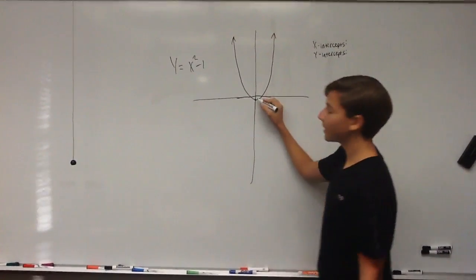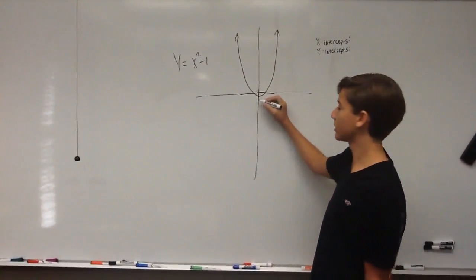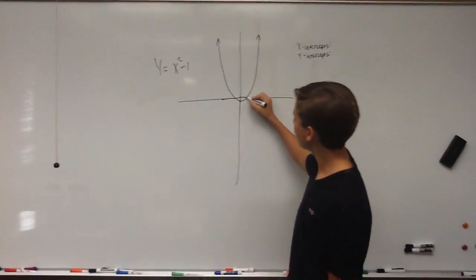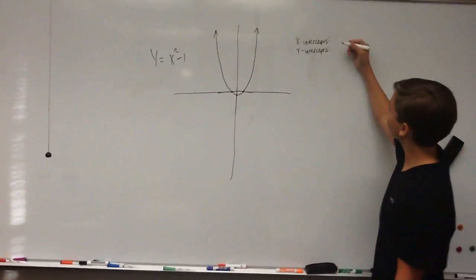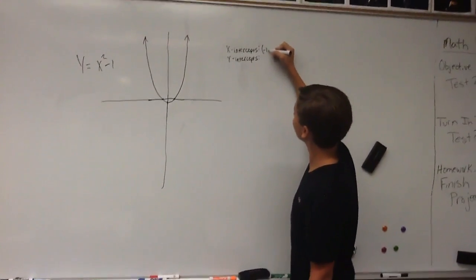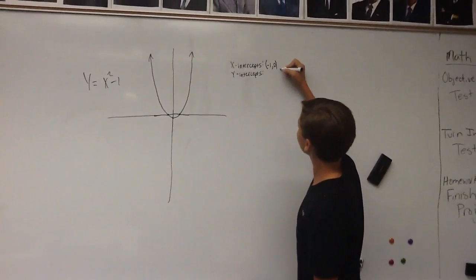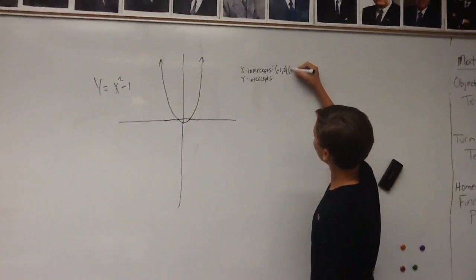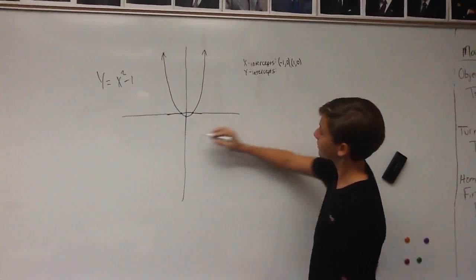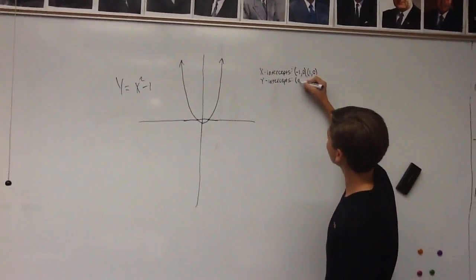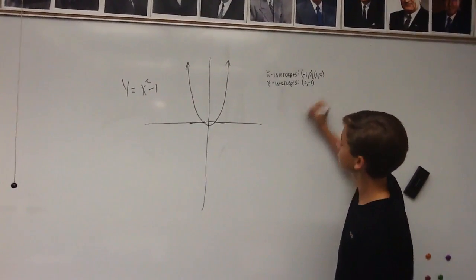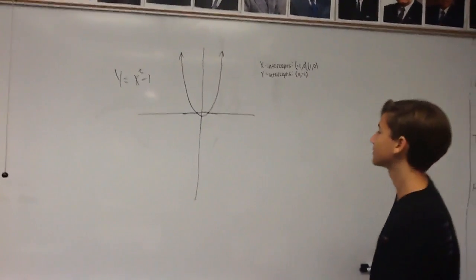And as you can see, here would be our y-intercept because it hits the y-axis. Here would be our x-intercepts. So what are these? Our x-intercepts would be (-1, 0) and (1, 0), because that's where they hit the x-axis. Our y-intercept would be (0, -1), because that's where it hits the y-axis.